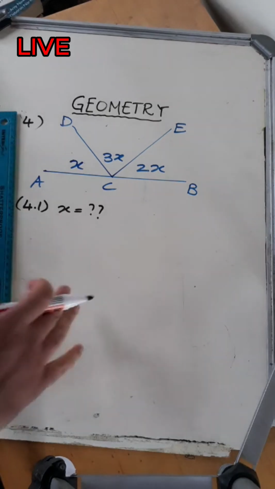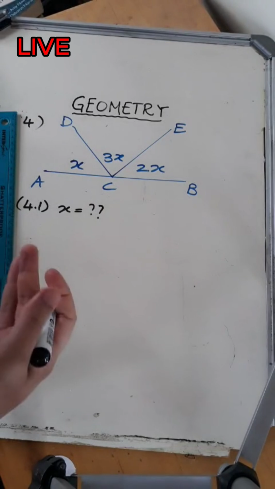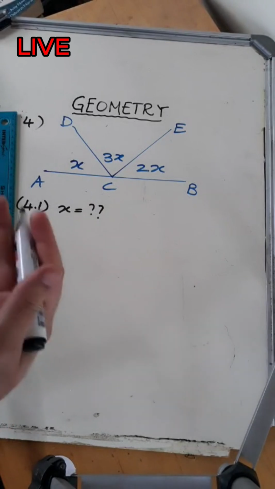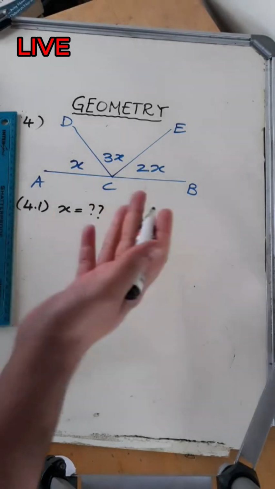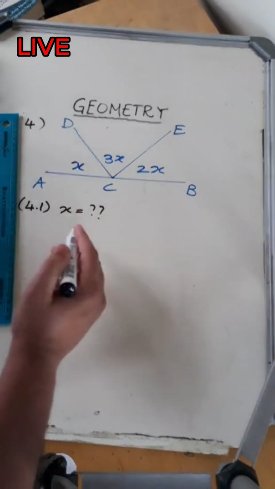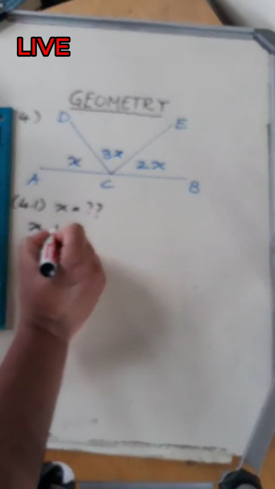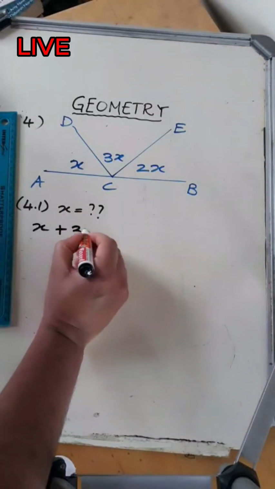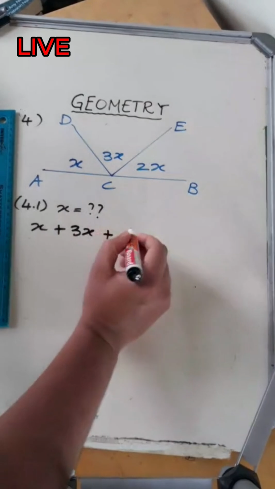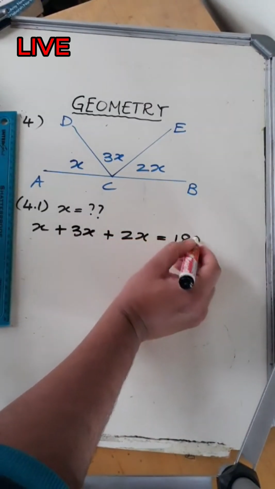Okay, so like I said, all the questions that we're going to answer are based on one theorem. And that theorem is: all the angles on a straight line equal 180 degrees. So let's write that down mathematically. It's x plus 3x plus 2x is equal to 180 degrees.